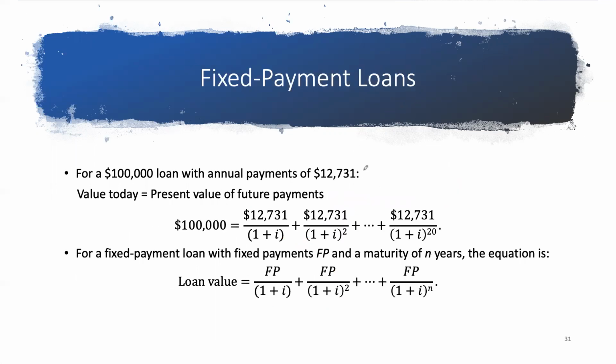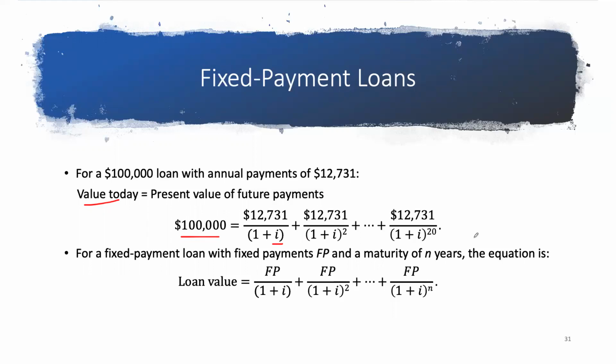So for a fixed payment loan, again, similar story. For a $100,000 loan with annual payments of $12,731, the value today of this is that I own an asset which is worth $100,000. So that's the value of the loan today. Should be equal to the present value of future payments. So this is, I set it up. So I make a payment of $12,731 for 20 years, and if I essentially calculate i here, that tells me what the yield to maturity on this loan is.